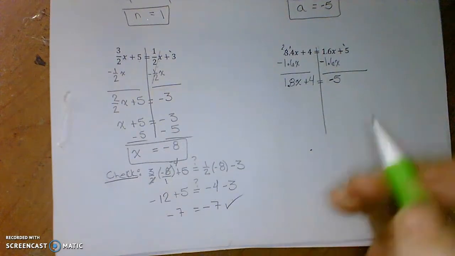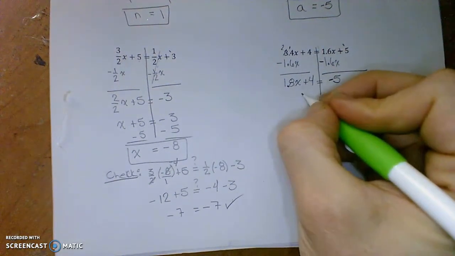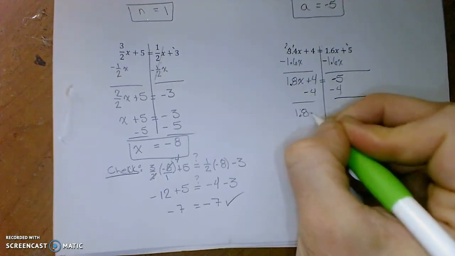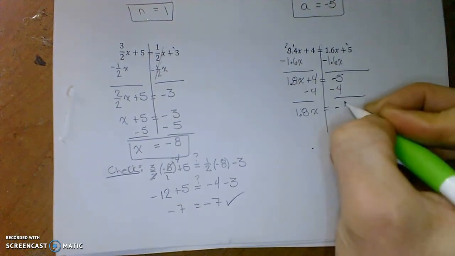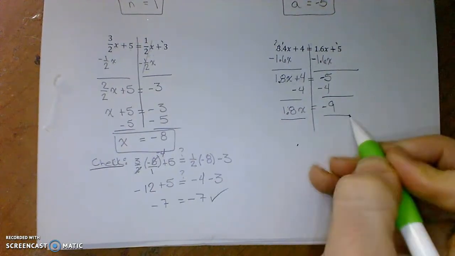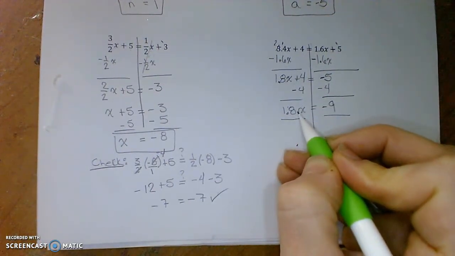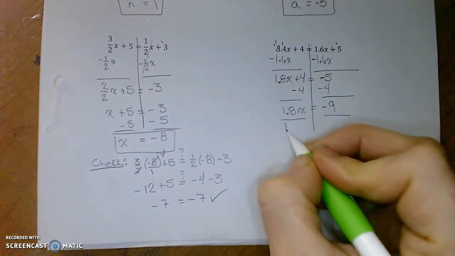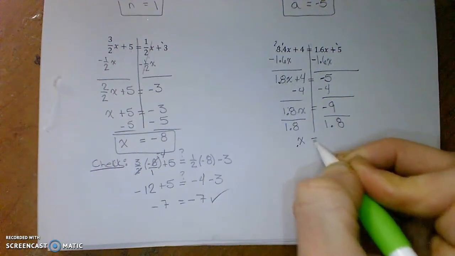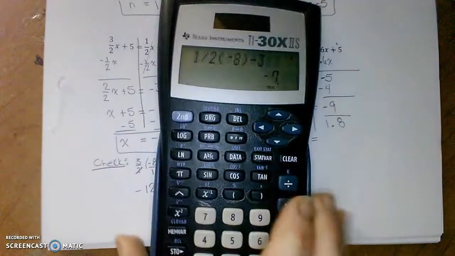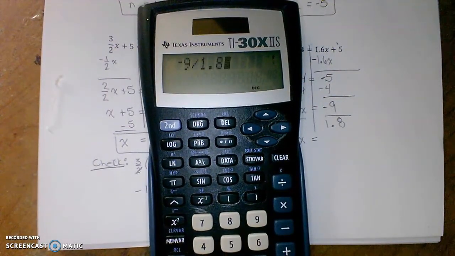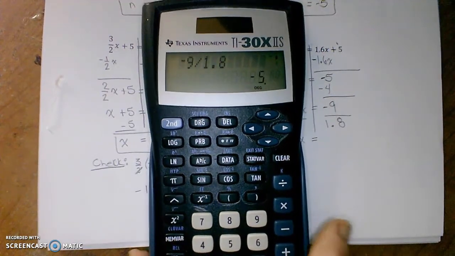Now I'll go about solving this more simple equation by undoing the addition first. So -4 to both sides. I'm left with 1.8x on the left, and -5 minus 4 is -9 on the right. And now I can divide both sides by the coefficient here. This is 1.8 times x, so I'll divide both sides by 1.8. So I'm left with x equals, and now would be a good time to use your calculator, -9 divided by 1.8, which gives you a -5.